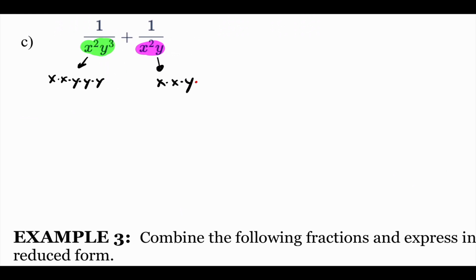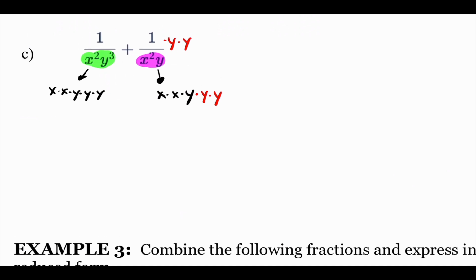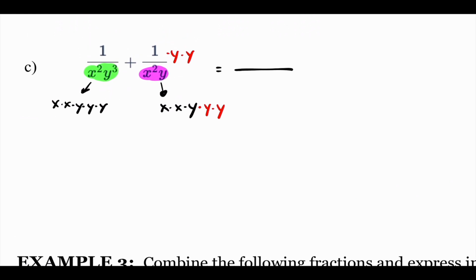Well, the only thing that's missing is this guy needs 2 y's. 2 more y's. Now they're equal. The first one didn't need anything. It's already got everything. So now what is the common denominator? X squared, y to the 3rd.